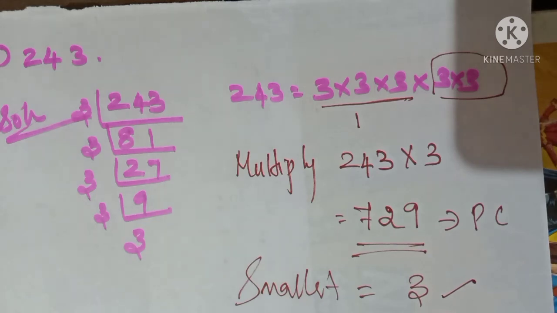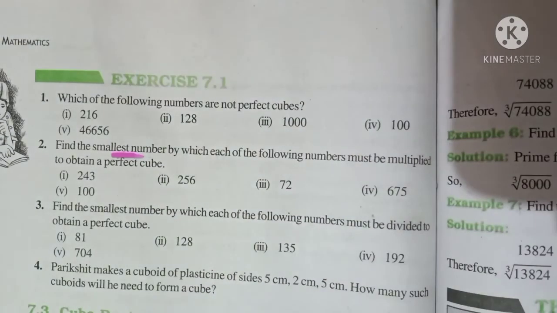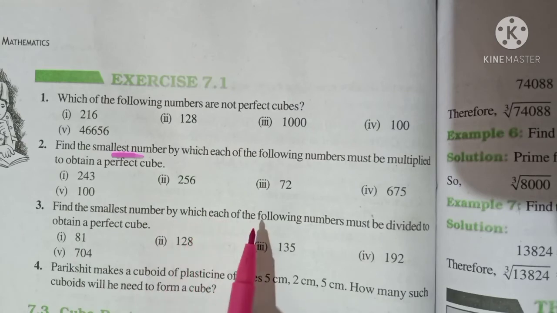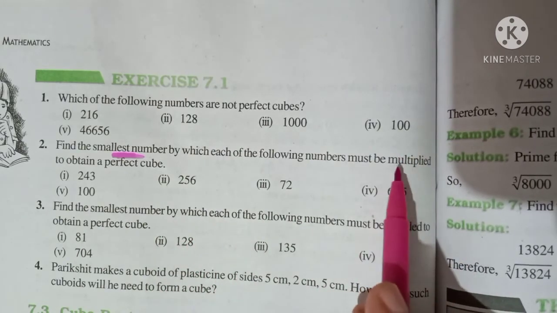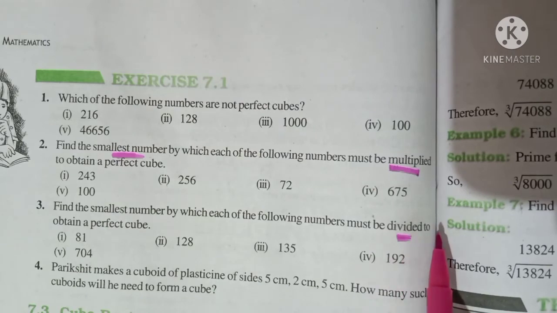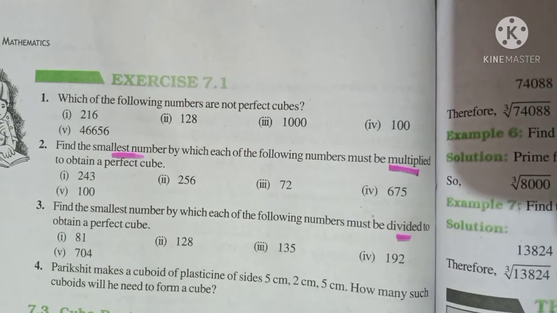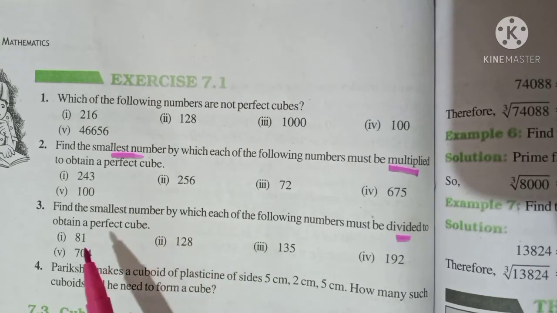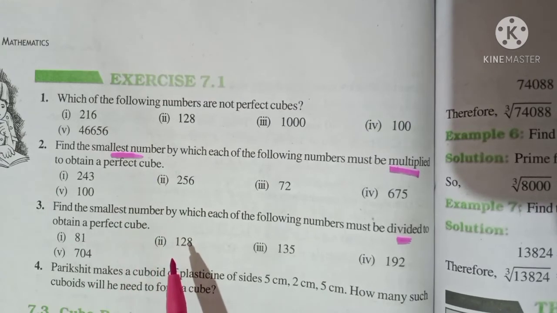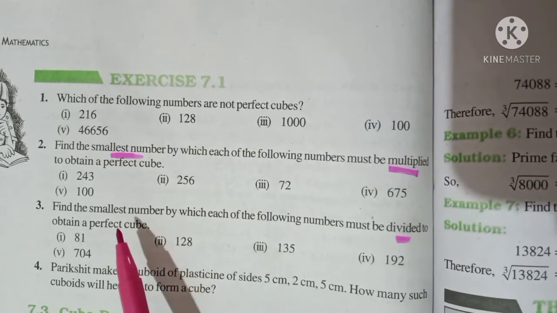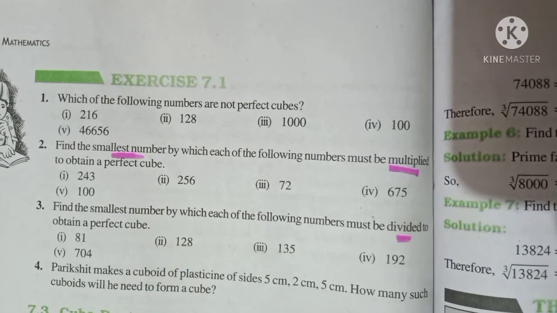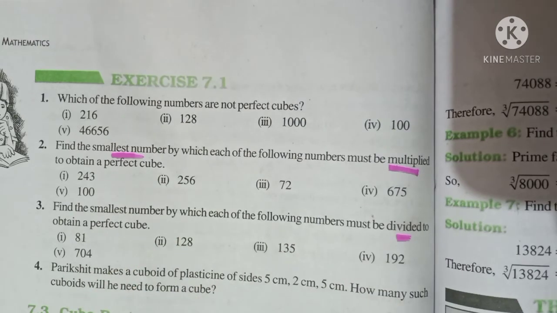Now let's see the next type. The third question: find the smallest number by which each of the following must be divided to obtain a perfect cube. The same method we use, but earlier one number should be multiplied to get the perfect cube. Here 81 should be divided by one smallest number. We want to find that number to obtain the perfect cube. Now we'll see the solution part. We'll see it for 81. The same way you can do the remaining problems also.